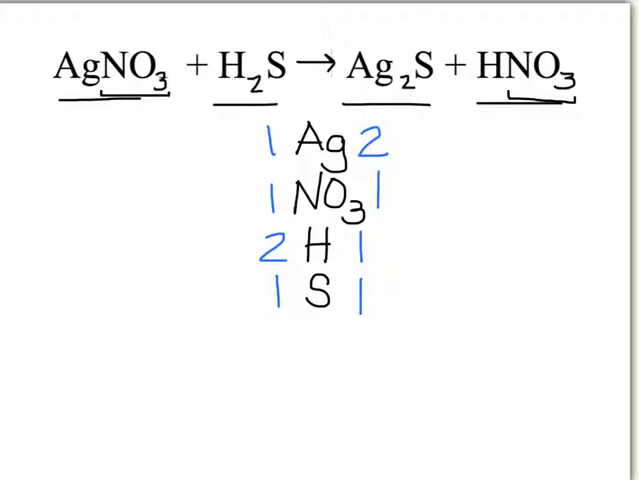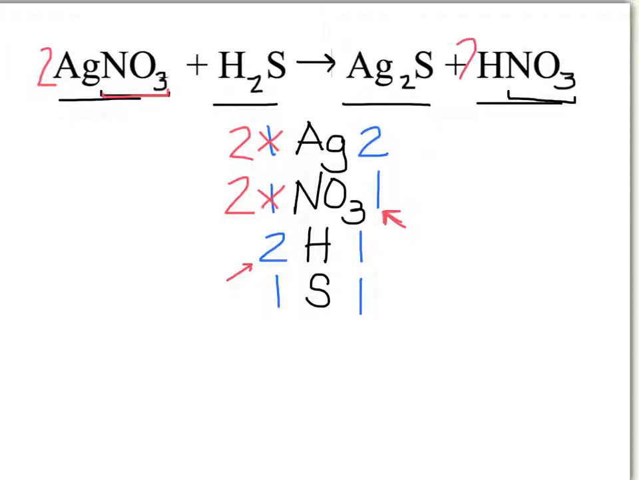So in order to fix our silver, what we can do is put a 2 right here on the left. That will make 2 silvers going in and 2 going out. It will also change the number of nitrates on the left to 2. Now, if we go back over to the right side, you will see that our nitrates are not balanced. Additionally, we will see that our hydrogens aren't balanced either. And you could continue wherever you want to. I'm going to go ahead and go to the right side and fix our nitrate issue.